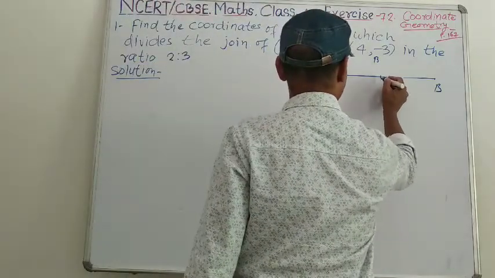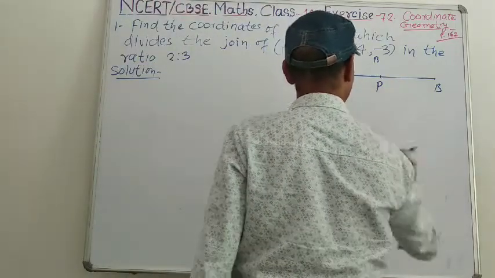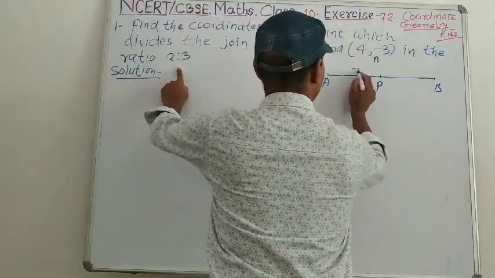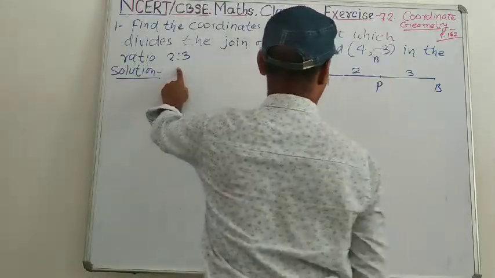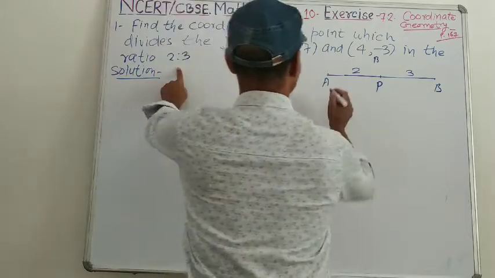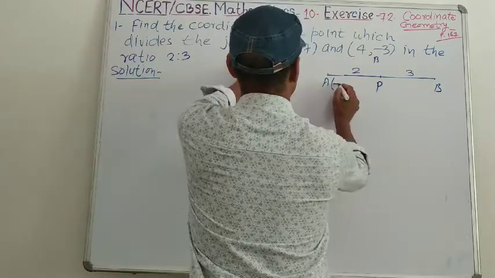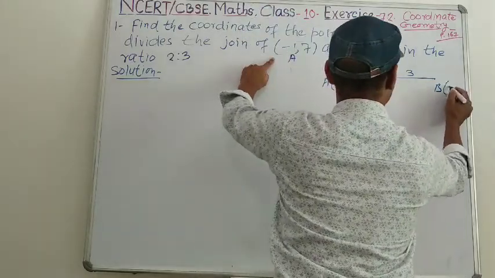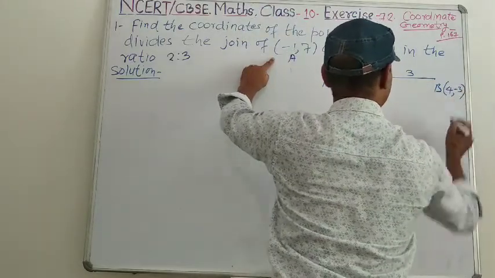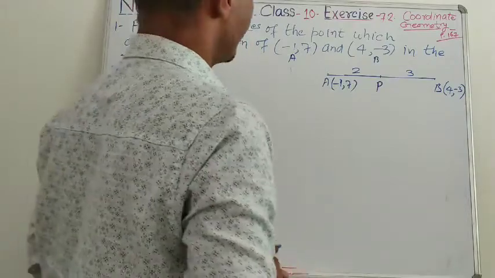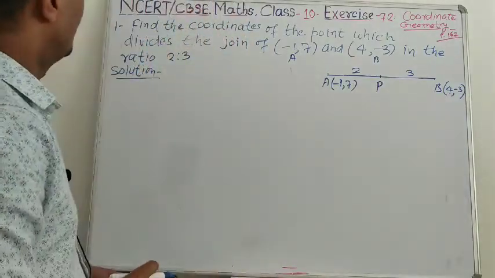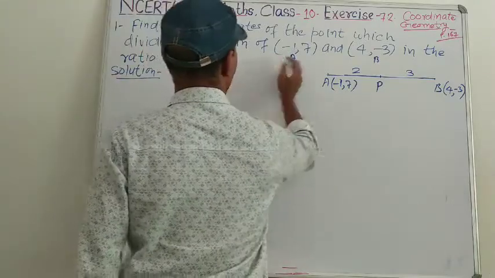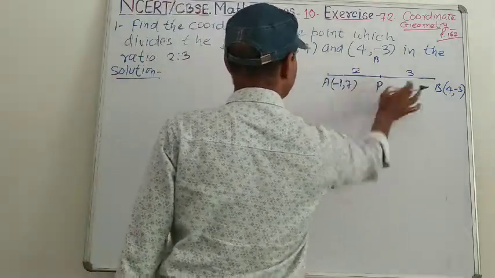The point that divides, suppose it is P. P is dividing AB into 2 parts. And the ratio is given. First ratio is 2, second is 3. And our point A is (-1, 7) and B is (4, -3). 2 coordinates will be given for this. So A and B are given here and we need to find the point which divides these 2 points.